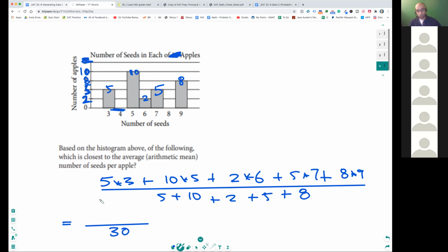What's on the top? Of course, you need a calculator for that. So 5 times 3 plus 10 times 5 plus 2 times 6 plus 5 times 7 plus 8 times 9, that's 184 over 30. So 184 divided by 30 gives you 6.13. That's perfect. So that's your answer. 6.13 is your answer. If they ask you to round it, it's going to be 6. Unfortunately, it came out very close to the earlier question. I would have liked it to be like 7 or 8. But anyway, that's the answer.